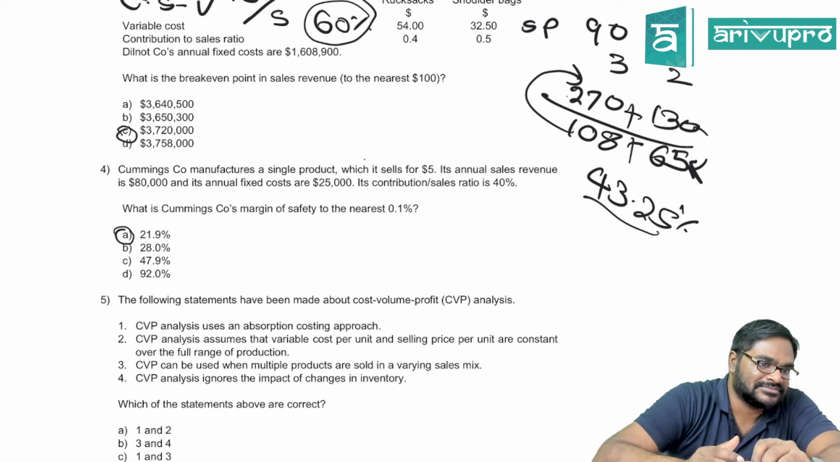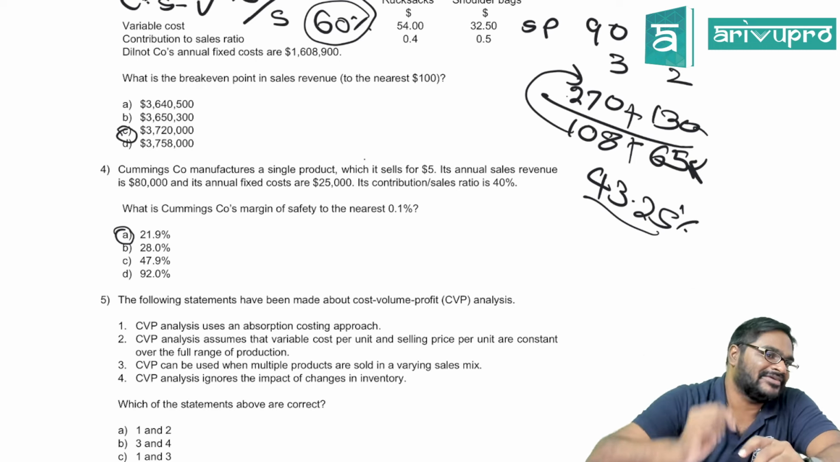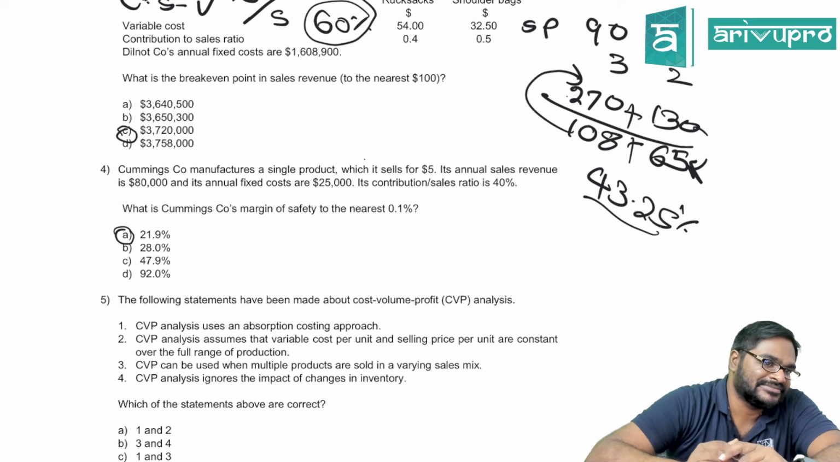So we can't arrive at margin of safety or break-even directly with the profit volume ratio. We have to do a backward calculation if we are using the profit ratio. We have to arrive at the contribution from the ratio, and from that, if we have fixed cost, we can proceed.